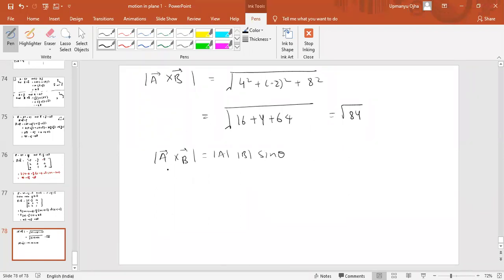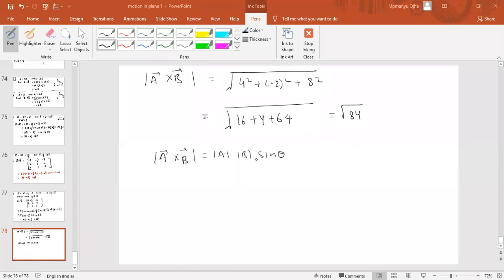Because magnitude means only magnitude I am finding now. If I multiply with n cap, I will get the vector there. If I multiply n cap, I'll get A cross B vector. But if I am simply finding modulus of A cross B, then I have to write only this part, na? Are you getting what I'm trying to explain to you?